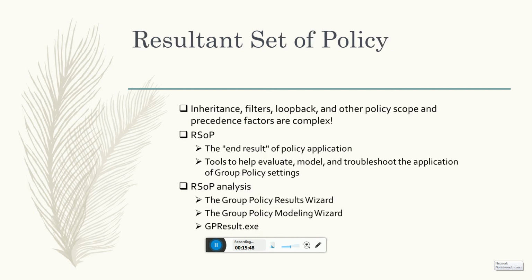Resultant Set of Policy: inheritance, filters, loopback, and policy scope and precedence factors are examples. RSoP shows the end result of policy application, with a self-evaluation mode, and is used for troubleshooting group policy applications. RSoP analysis uses the Group Policy Results wizard, the Group Policy Modeling wizard, and gpresult.